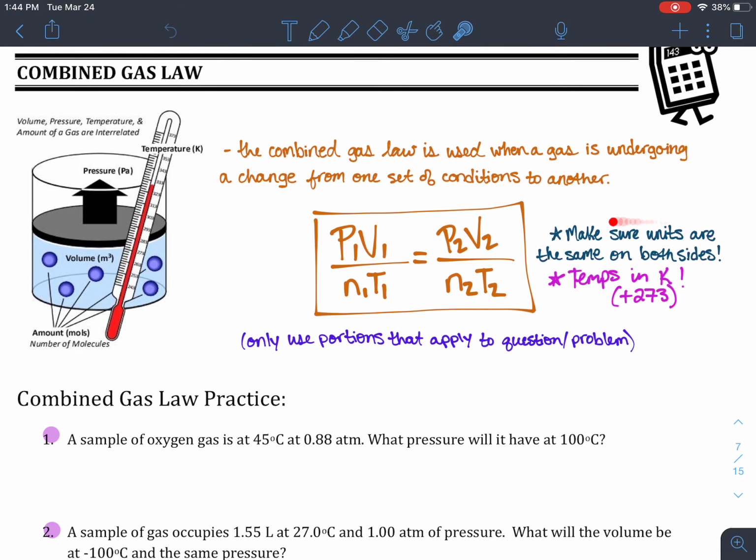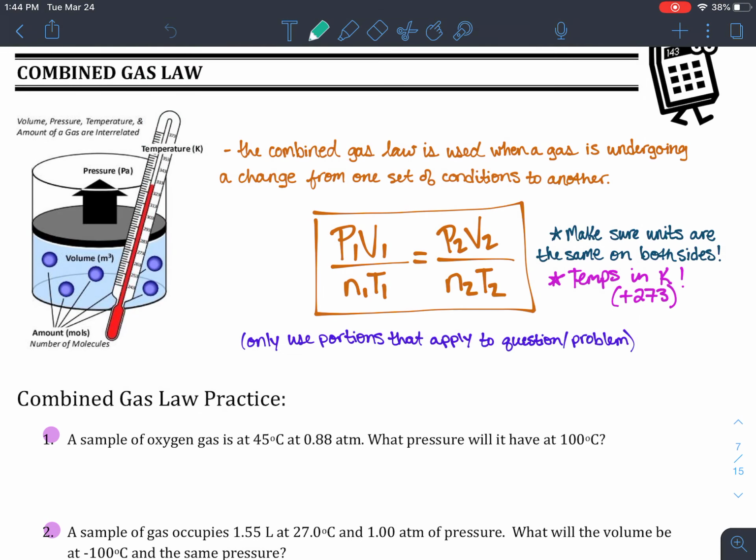In terms of units, the units can really be whatever I give you, as long as what you have on one side is the same unit as what you have on the other. So if I ask you for a second volume, you put it in the volume unit of whatever we had to start. Temperatures do have to be in Kelvin. So remember, you have to add 273 to the temperatures given to you, and you only use the portions that apply to the question. And I'll go through a couple examples with you.